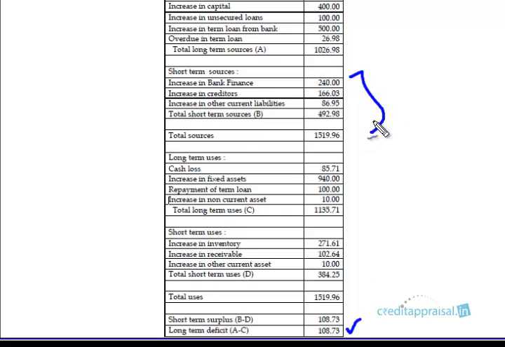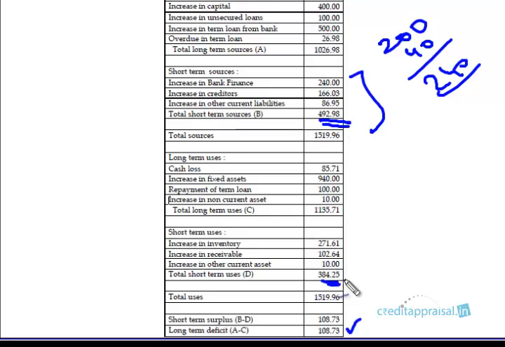So if you go to the short-term sources, bank has sanctioned CC of 240. Bank has sanctioned only 2 crores, but there seems to be an excess drawal allowed in the account. So that made 240. Creditors 166. Other current liabilities all put together. The short-term sources was close to 5 crores, 493. Whereas the short-term uses, if you see, it's only 384. So there is a short-term surplus of 108. Exactly, it will be same, right? Okay. So while there is a deficit on the long-term front, there is a surplus on short-term front.